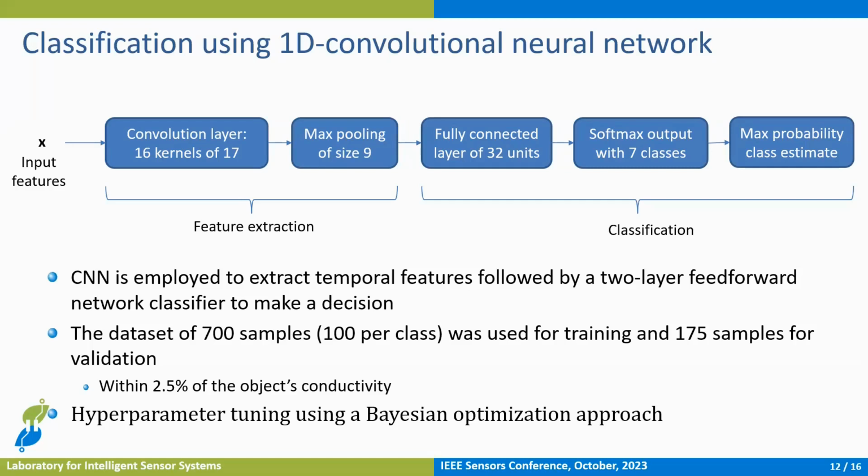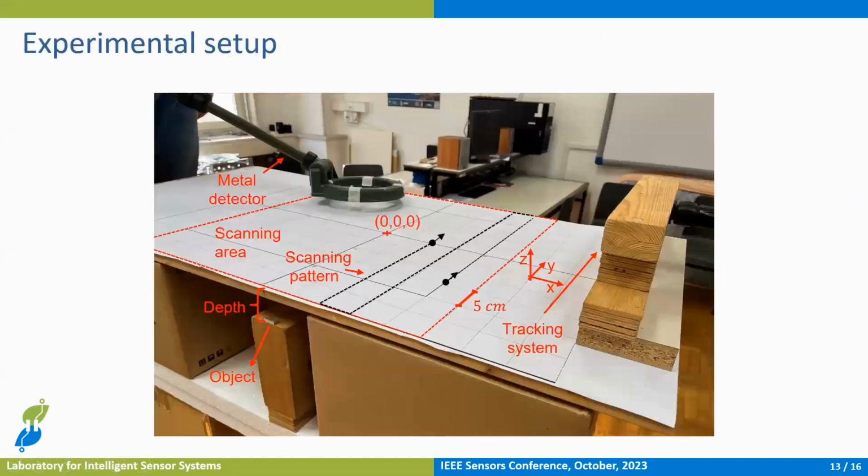This is 25%. And as I said, we first simulate features on one object. Then we can augment the data using the scaling procedure. So we augment the data within 2.5% of the object's conductivity. We can also do that for the object size. Hyperparameter tuning is done using a Bayesian optimization approach.